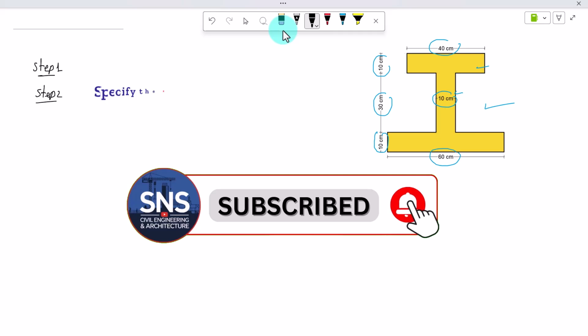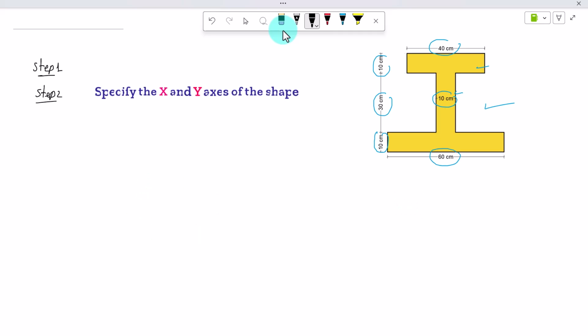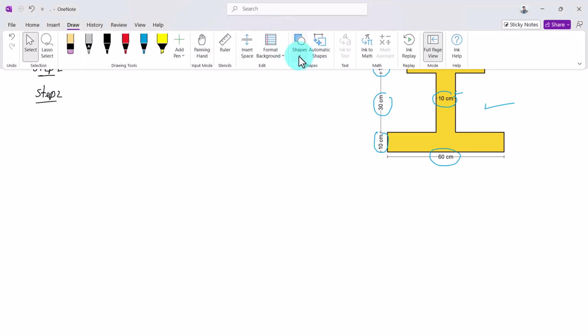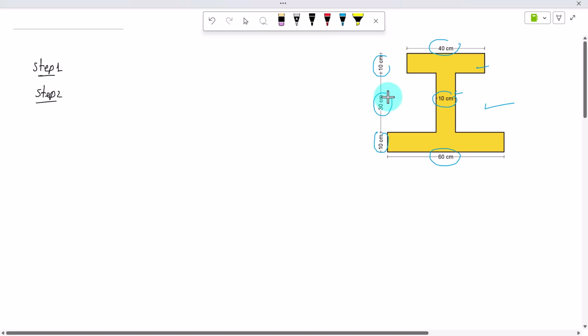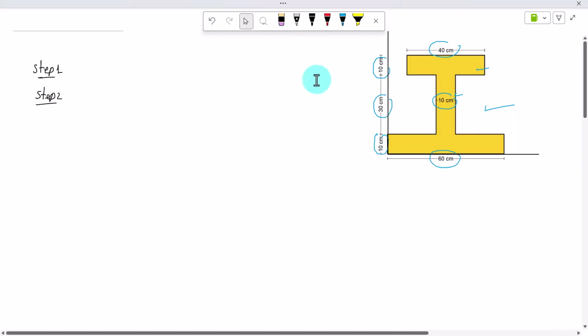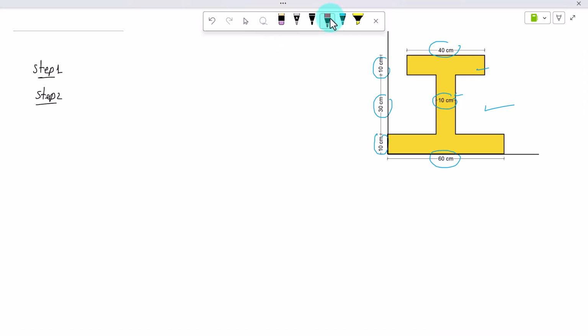Specify the x and y axes of the shape. Now we can draw the x and y axis for easy calculation. So let me draw the x and y axis, just for easy calculation. Now you can write, this is the x axis and also this is the y axis.